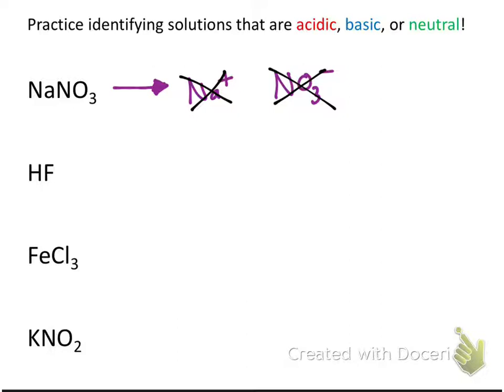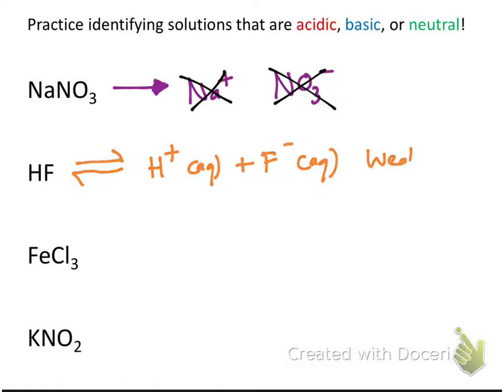All right, up next we have hydrofluoric acid, HF. This is a classic example of a weak acid. So it dissociates into H+ and F-. This is a weak acid.